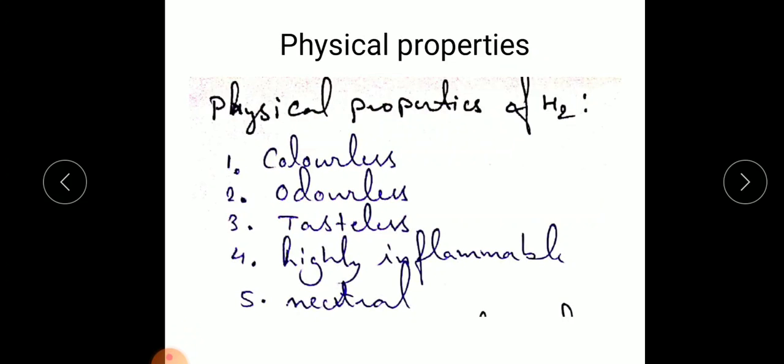In the physical properties of hydrogen, hydrogen is colorless, it does not have any color; odorless, it does not have any smell; tasteless, it does not have any taste; it is highly inflammable, that means it burns easily; and number 5, it is neutral in nature. Neutral means it is neither acidic nor basic. You can test with litmus paper, and it does not respond to that test. So these are the physical properties of hydrogen.